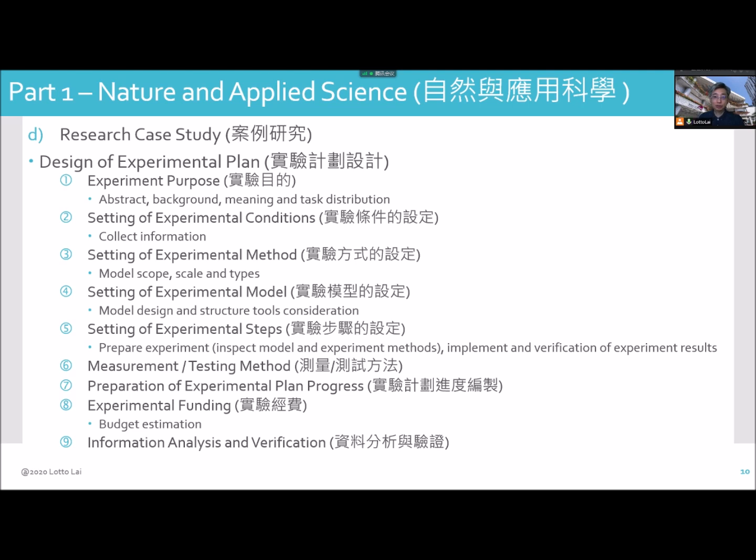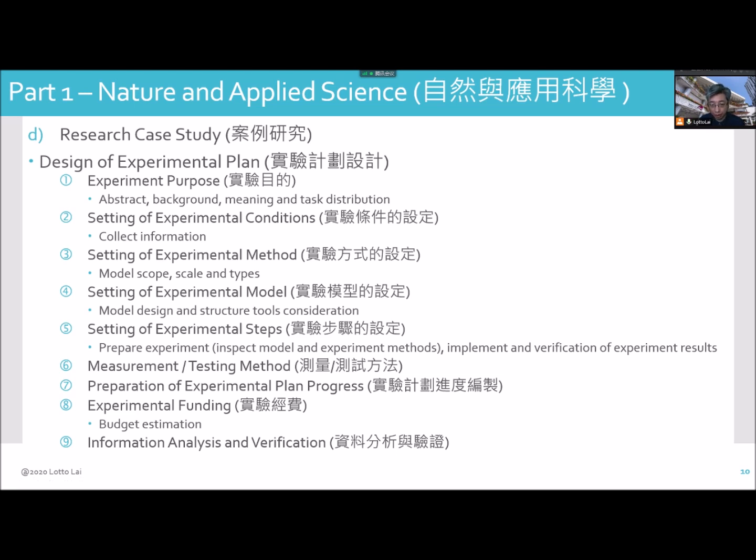So in the research case study, when you design an experimental plan, you have the following steps. First, you need to define your experimental purpose: what is the abstract, background, meaning, and task distribution? Then, setting of the experimental condition. You need to collect the information, and then set your experimental method, model scope, skill, and time.